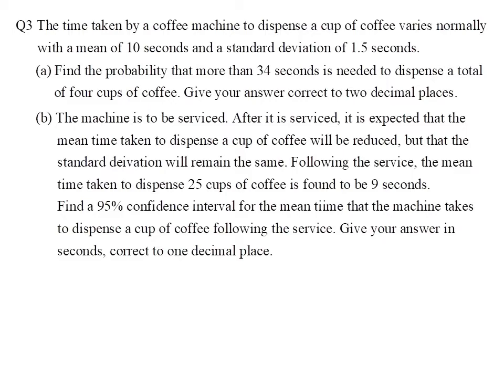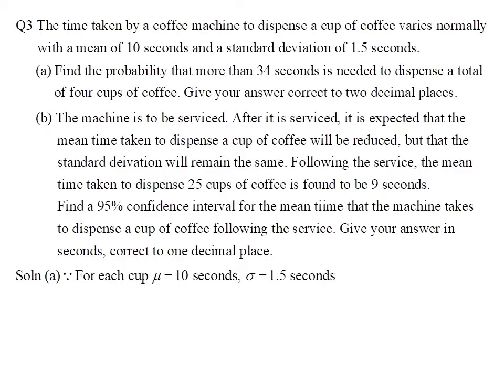Following the service, the mean time taken to dispense 25 cups of coffee is found to be 9 seconds each. The question of part B is to find a 95% confidence interval for the mean time that the machine takes to dispense a cup of coffee following the service. Now, let's answer part A of this question.